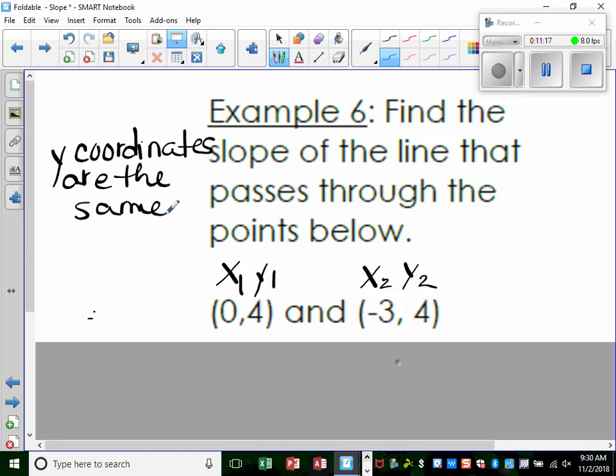So for all horizontal lines, the y coordinates will always be the same. All right, and you're going to need to apply that later. So I want you to make sure you write that down. So now let's just go ahead and find the slope.